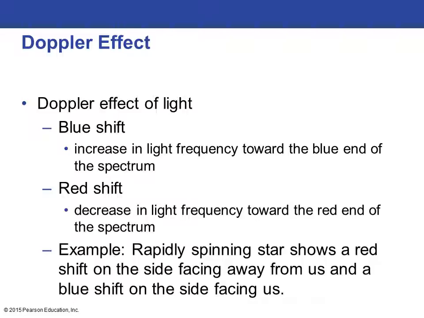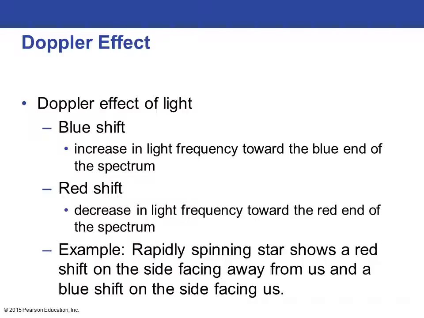And a blue shift is an increase in light frequency toward the blue end of the light spectrum, whereas a red shift is a decrease in light frequency toward the red end of the spectrum. So colors that we see are determined by the frequency of light within a certain range. And so as you move up in frequency, the colors begin to appear more blue, and as you move down in frequency, the colors appear to shift toward the red end of the color spectrum.